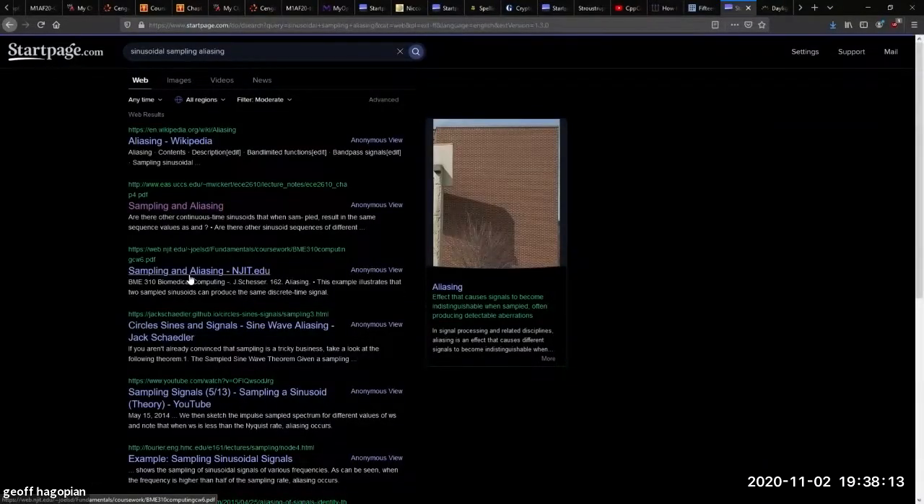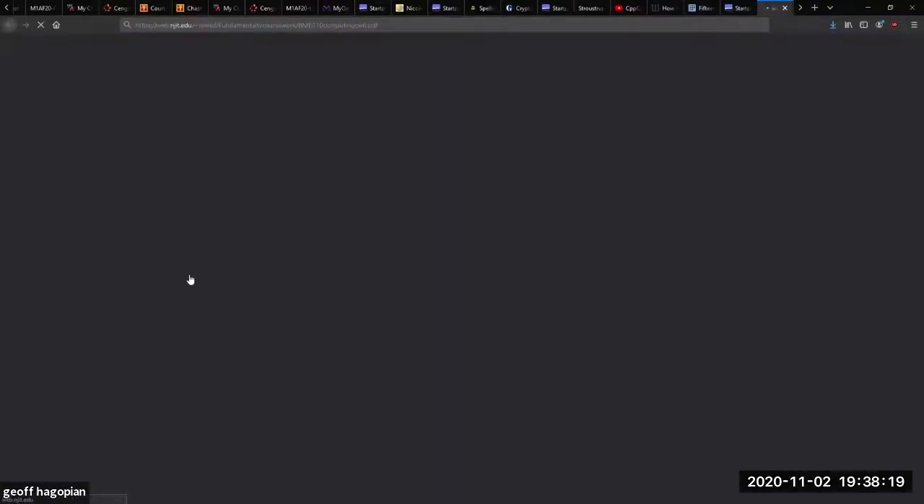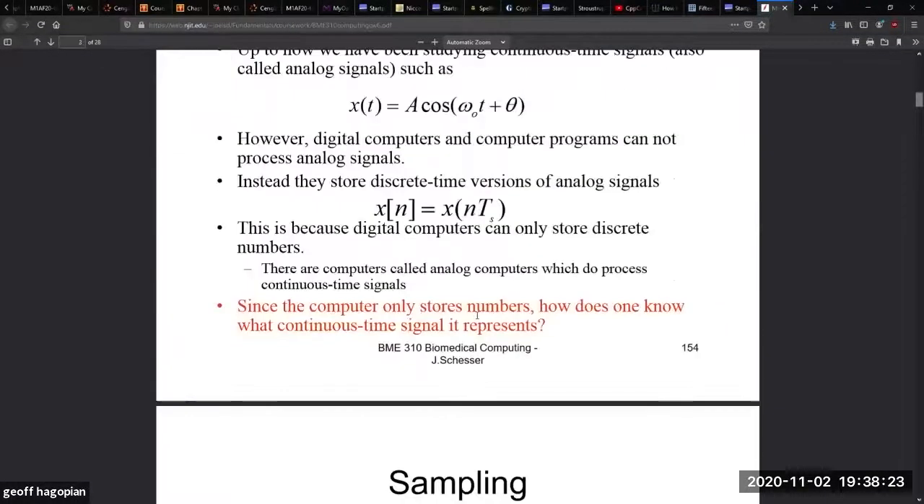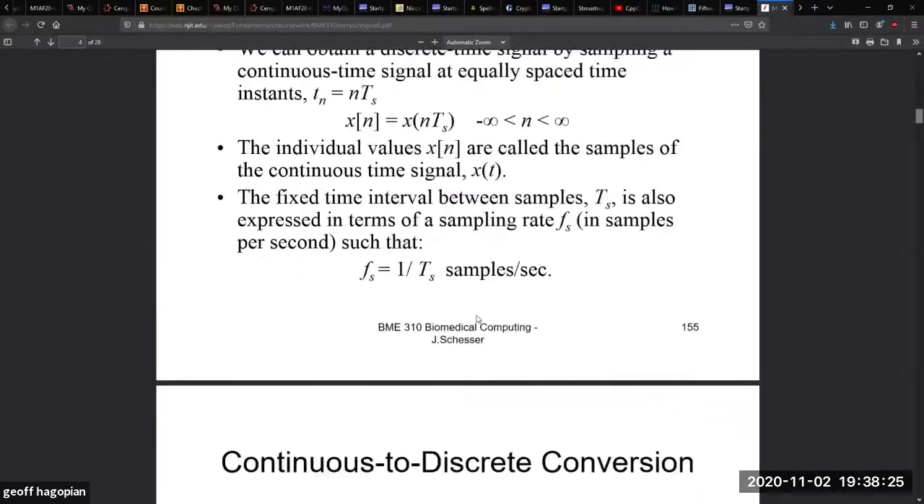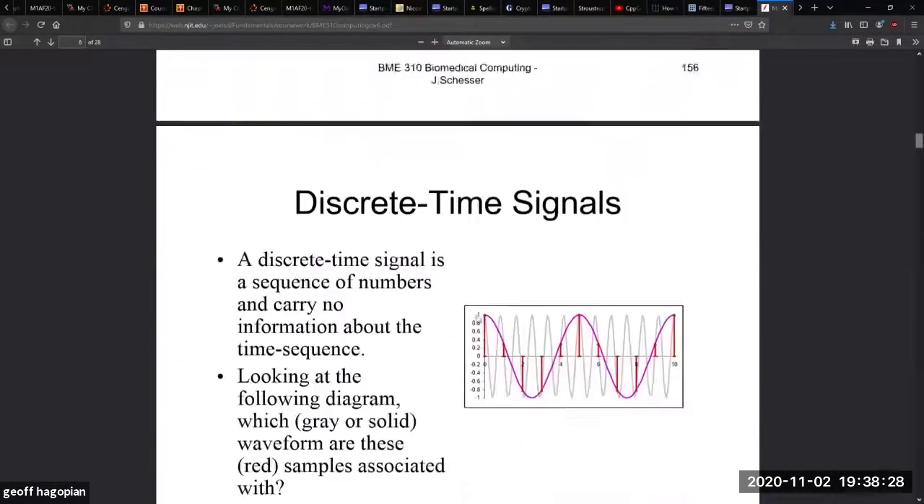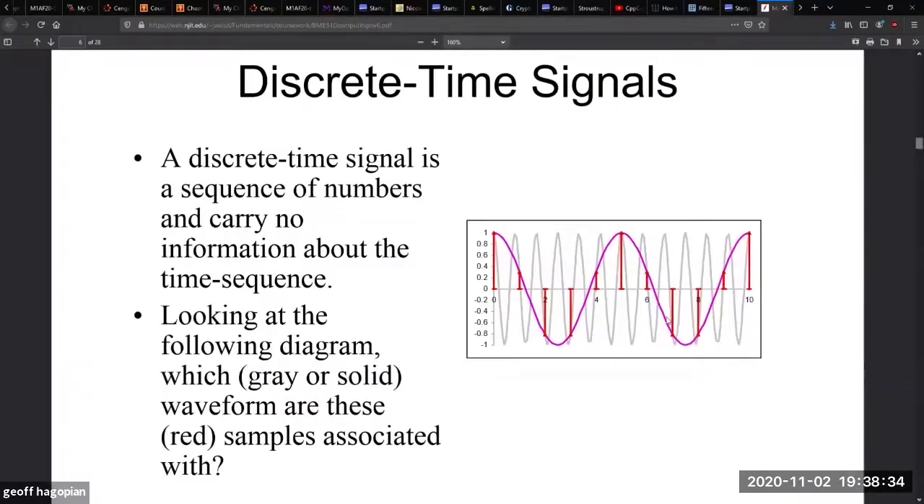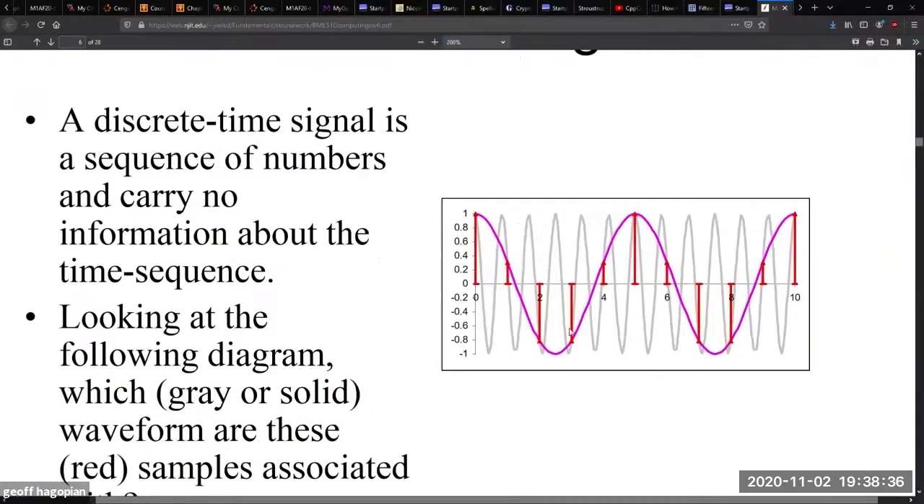So here is NJIT, New Jersey Institute of Technology. Maybe they've also got a lecture on aliasing, sampling, continuous to discrete conversion. Yeah, okay, so this picture kind of tells the story. Can we zoom in on that a little bit? So what's going on here?